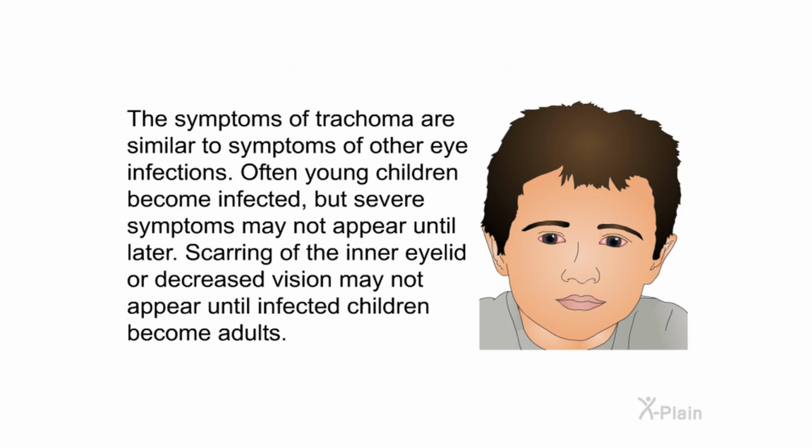The symptoms of trachoma are similar to symptoms of other eye infections. Often, young children become infected, but severe symptoms may not appear until later. Scarring of the inner eyelid or decreased vision may not appear until infected children become adults.